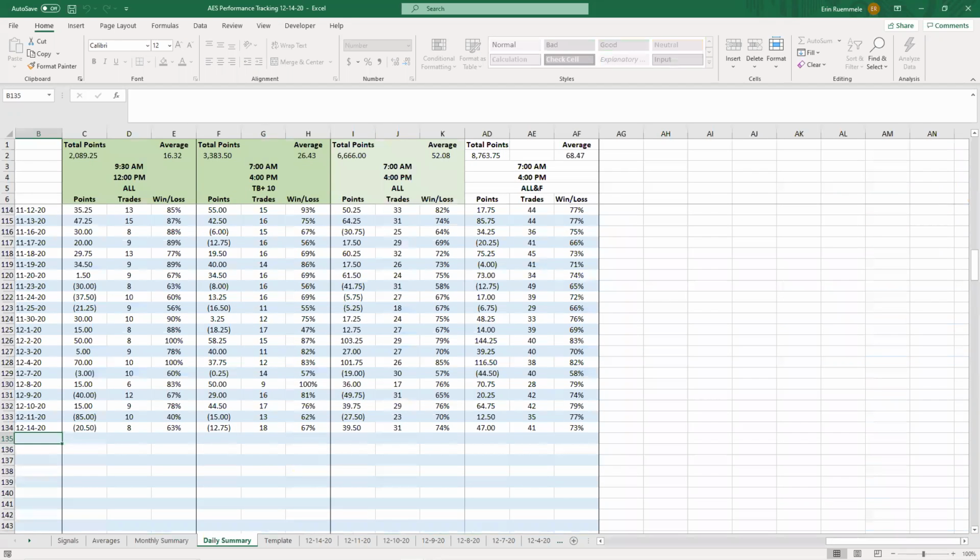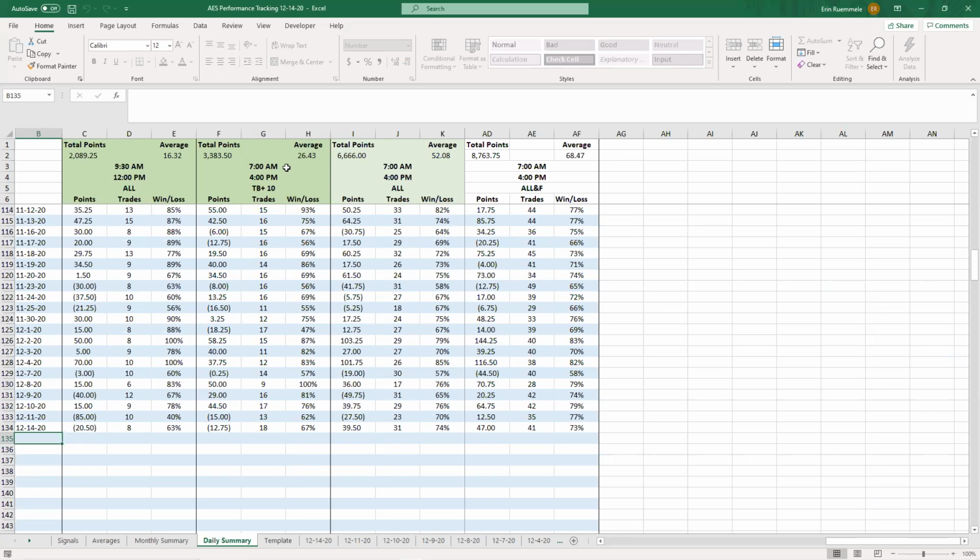So we go to our daily summary. There are two categories that we track here on our personal trading plan. The first one is 9:30 to noon, trading all adaptive entry system signals. So taking all of the trend bias, continuation, momentum, and consensus trades.